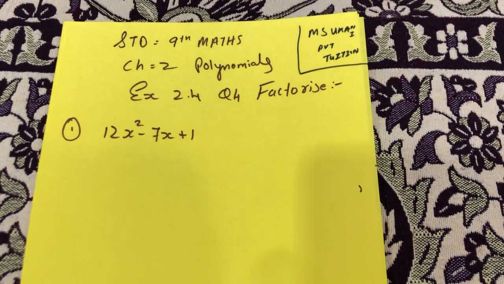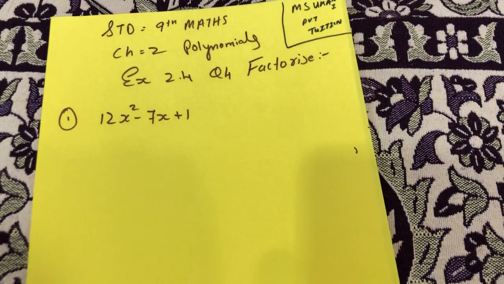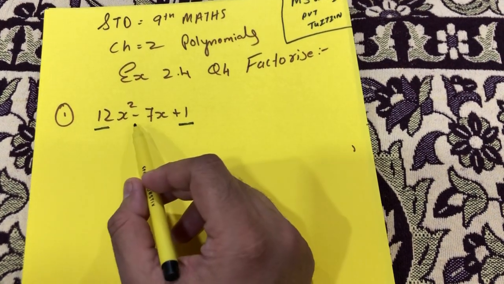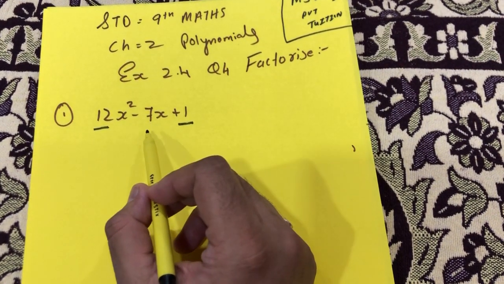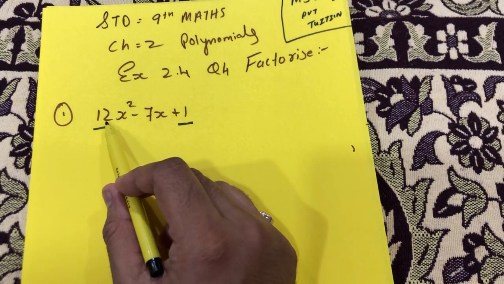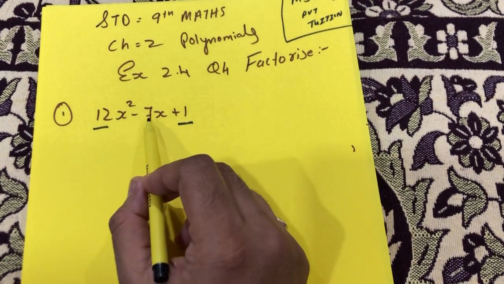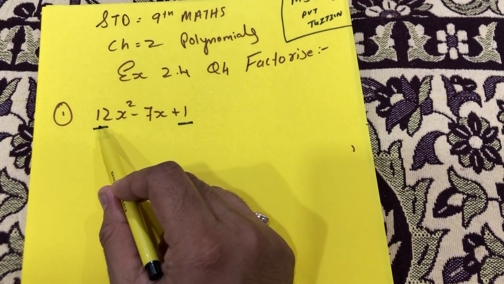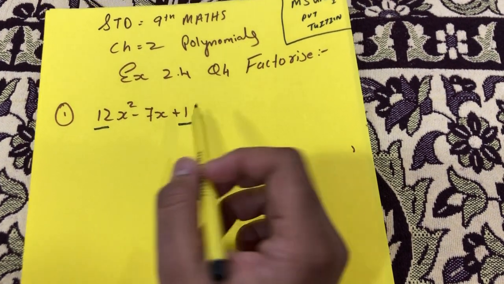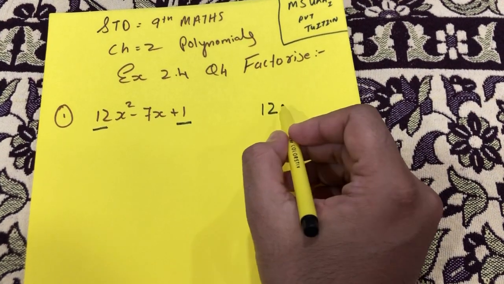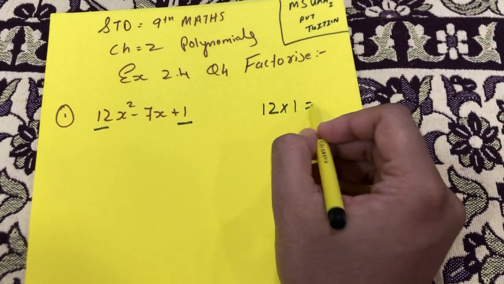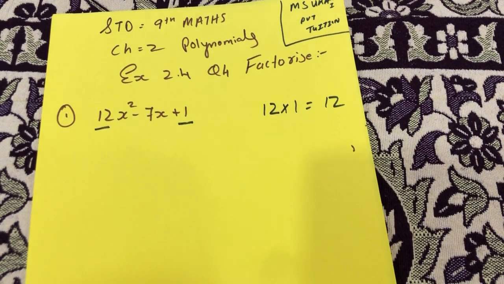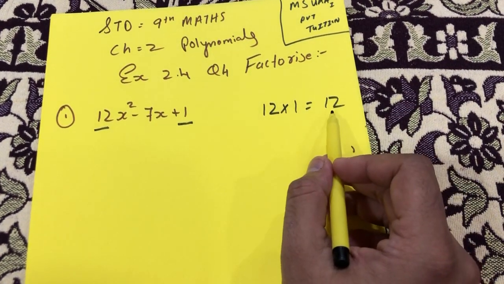Okay. So our first step is, with the help of the first term and last term, we will split the middle term. Our first term is 12 and last term is 1. So first of all, we will multiply the first term and last term. So 12 ones are 12. Now we have to make the factors of 12.